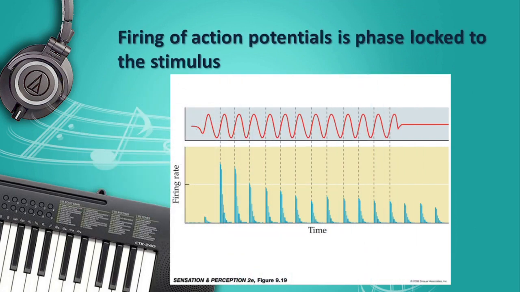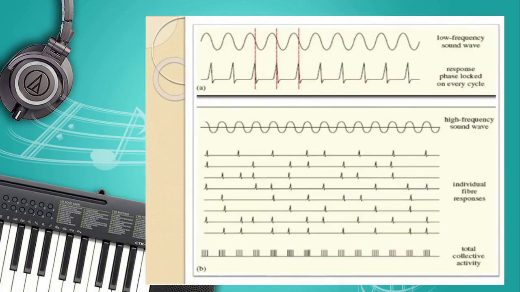Now coming to the volley principle, firing of action potentials is phase locked to the stimulus. That means neurons fire in synchrony with the phase of a stimulus. The firing of neurons occurs at a particular portion of the sound cycle. This phase-locked firing of action potentials is not done by a single cell alone. A bunch of phase-locked neurons fire simultaneously and produce a burst of activity at each peak of the sound cycle.